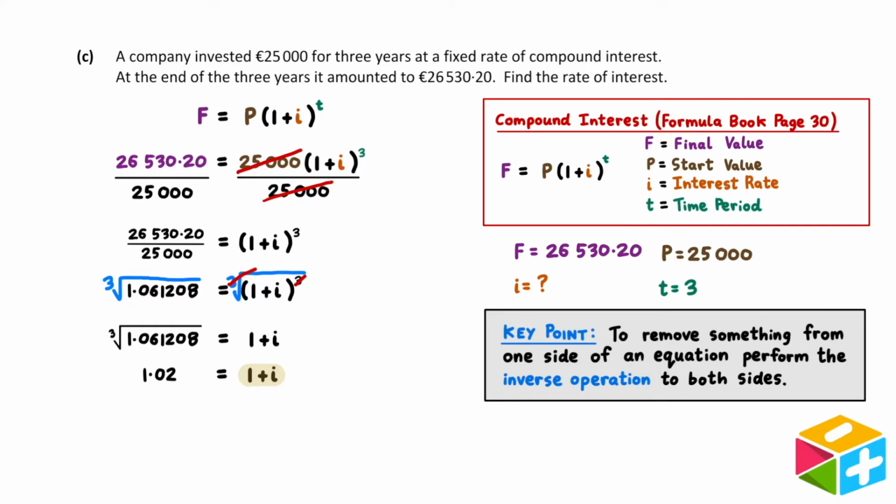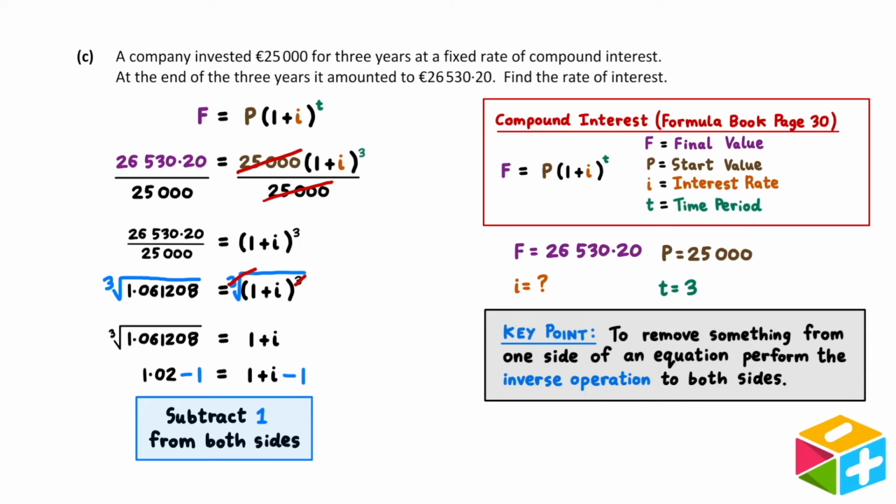So we're quite close to isolating the I. All we have to do is get rid of the 1. Here, this 1 is representing addition. To remove it, we'll have to do the inverse. Since the inverse of addition is subtraction, we'll subtract 1 from both sides.